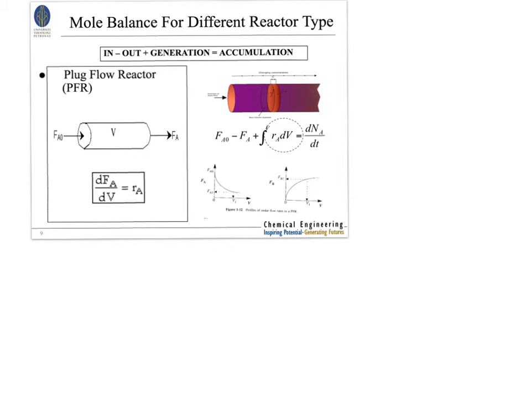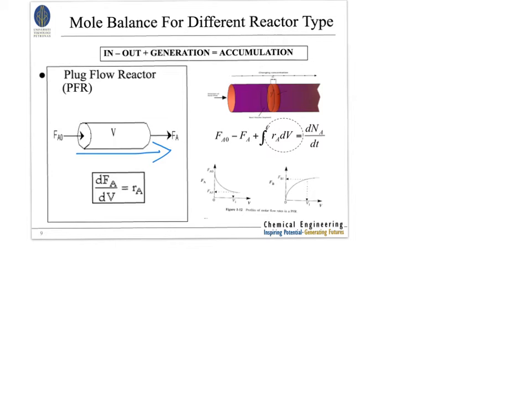Okay, so we have done the mole balance, the design equation for batch and CSTR. Now we continue for PFR. PFR is also known as a tubular reactor. This type of reactor is mostly used for gas phase reactions. The reactants are continually consumed as they flow down the reactor.